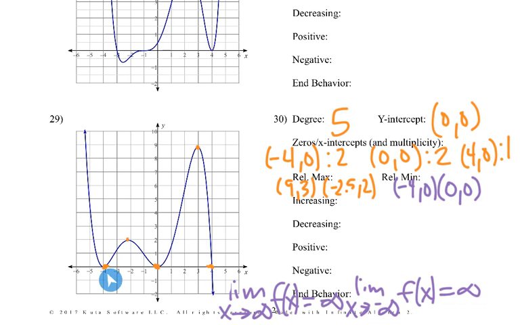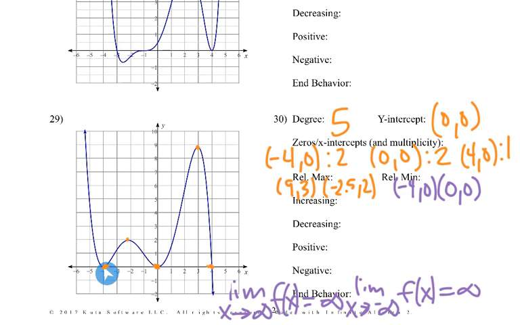Alright, so zeros, negative 4, 0, multiplicity of 2 because they touch, and 4, multiplicity of 1. So 2, 2, and 1 give us 5. Y-intercept also at 0, 0. For our maximums, two here, one that I estimated at negative 2.5, 2. The other one I estimated 9.3, close enough, right? And the two minimums are also two of our zeros.